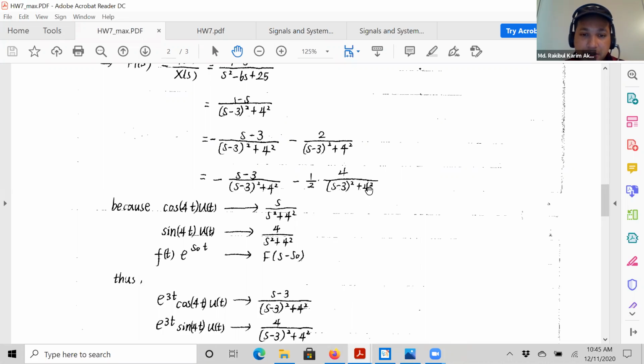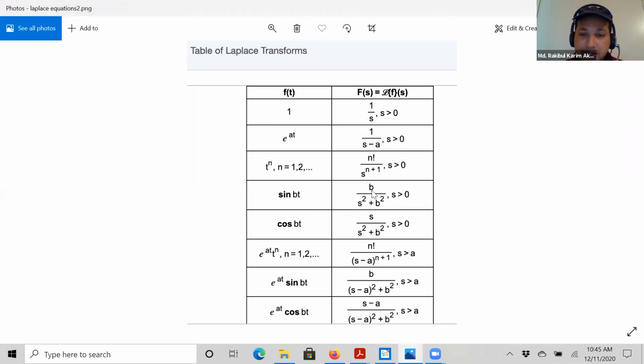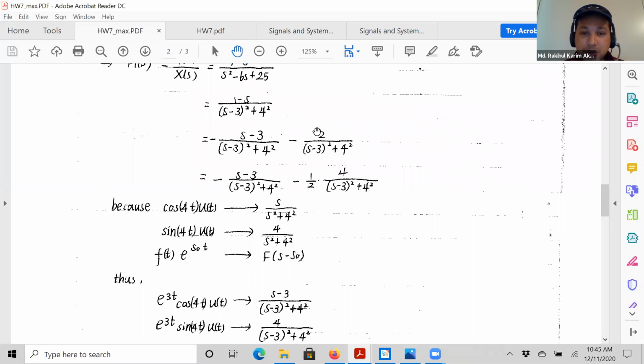Here this 4, you have to write the same 4 here to make it look like sine, because if you look at this equation, this b and this b are the same. There was 2, but it was not 4. That's why we take another extra part, multiply with half and make it forcefully 4. Now it is exactly similar to the sine form. Like here, this 4 by s square plus 4 square is actually sine bt, where b is 4, sine bt ut.